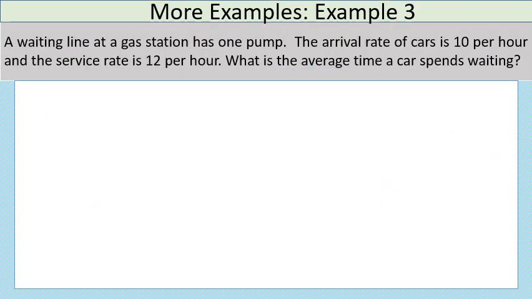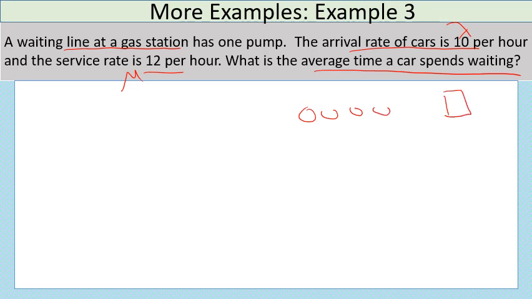So we have a waiting line at a gas station. The question is about a waiting line at a gas station. We know the arrival rate, so we know what lambda is, and we know what the service rate is. What is the average time a car spends waiting? So basically we have these cars that are waiting for the pump to put in gasoline, and there's one car always being serviced. Once this car is gone, the next car moves.